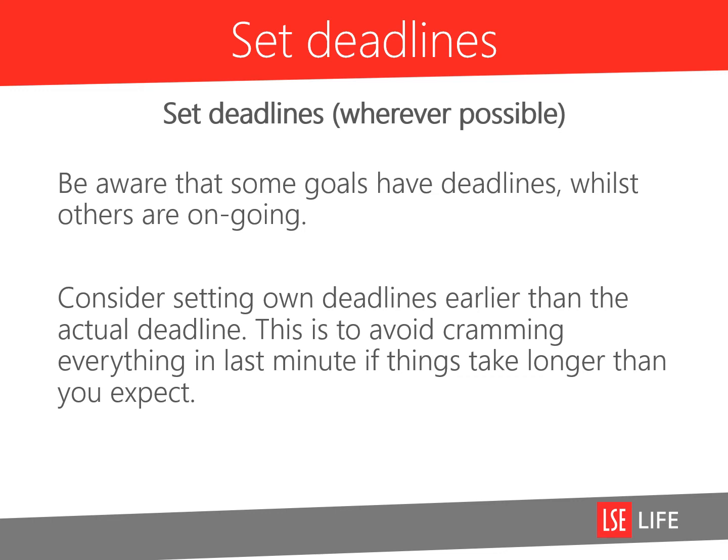What I will advise you to do is consider setting 2 deadlines for a goal. The first deadline is your own deadline, the personal deadline, which is earlier than the official deadline. So if things don't go according to plan, at least you have the extra time to fix it, and it also avoids cramming everything in last minute if things take longer than you expect.